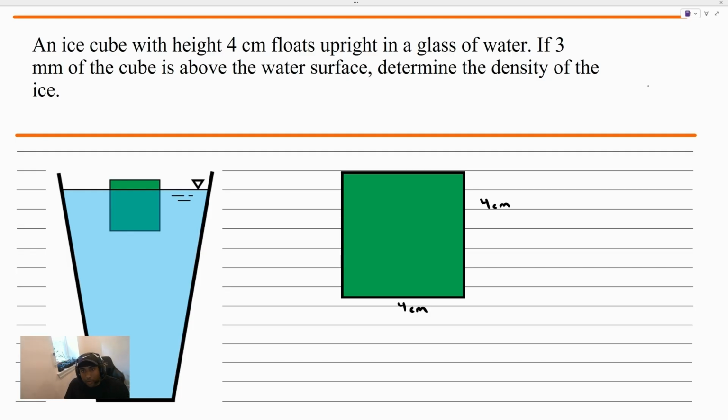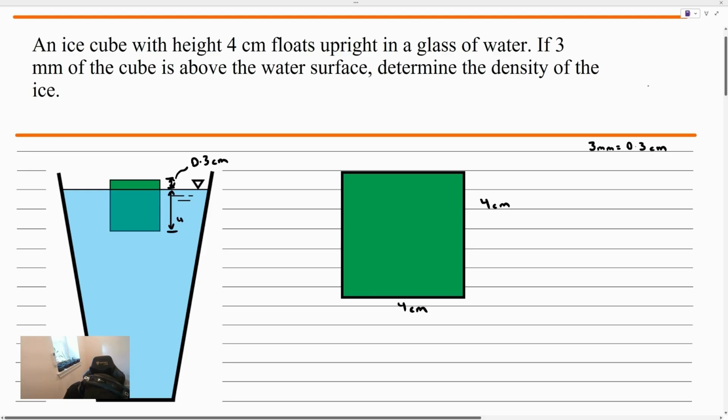They said that ice cube is floating in a glass of water with 3 millimeters of the cube above the surface. Now, what we know is that 3 millimeters is the same thing as 0.3 centimeters. So if we draw it out here, this height above the surface is 0.3 centimeters. That would mean that this would have to be 4 minus 0.3, which is just equal to 3.7 centimeters.